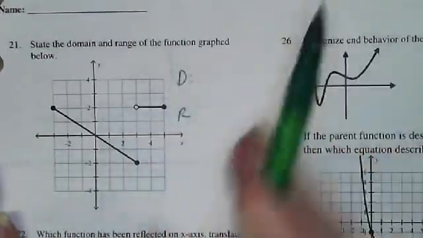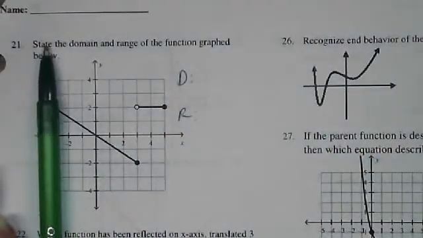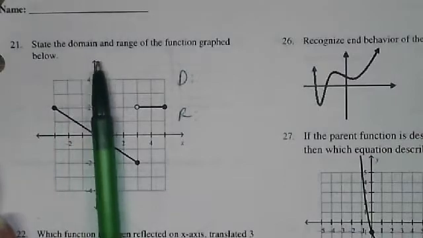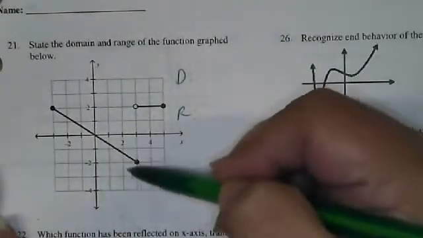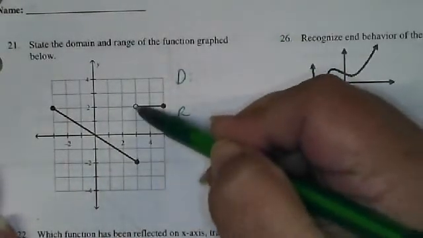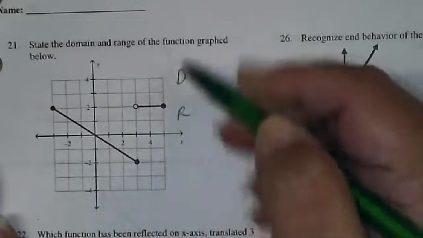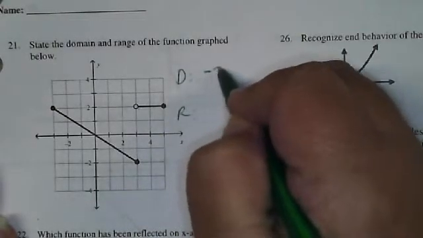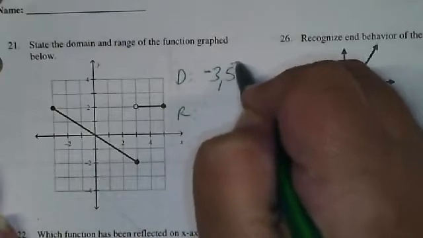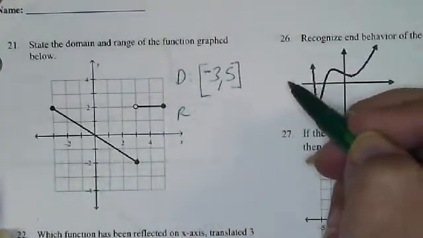So for our domain, notice that we start right here at -3, and then as it goes across, still covered, still covered, still covered. There's a big jump, but that doesn't matter. It still keeps going and then stops right there at 5. So we start at -3 and we go to +5, including both.